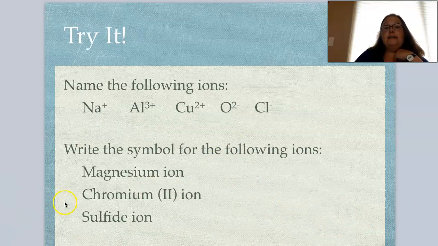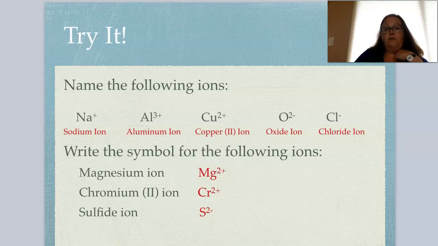So let's give it a try and see if you can name these ions and write the symbols for the ions with their names. Hopefully you got these. All of the positive ions are just the name of the element. So sodium ion, aluminum ion. Copper is a transition metal, so we needed this too. And then our negative ions, we changed the ending to "ide," so oxide, chloride.